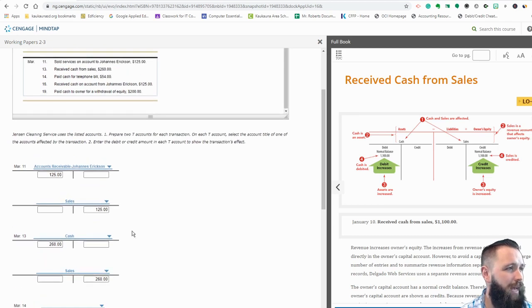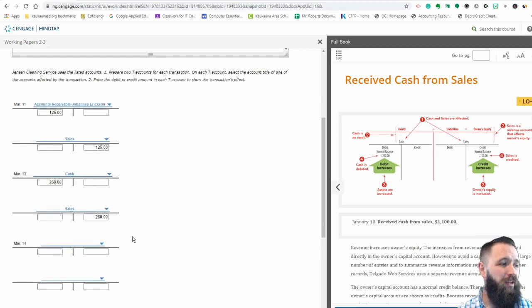14, paid cash for a telephone bill. Anytime we have a bill like this, it's going to be an expense. So we paid cash for a telephone bill. We can ask ourselves the 4 questions. What's going to be affected? Cash and probably a communication expense. What are they? It's an asset and it's an expense. It's going to affect our owner's equity.